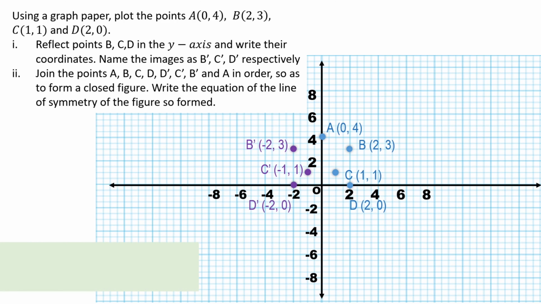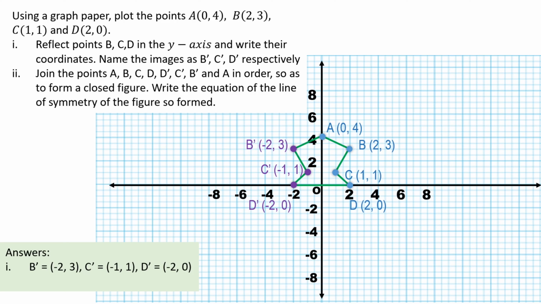So the coordinates of the images B dash is -2,3, C dash -1,1 and D dash -2,0. The second sub question says that we need to join the points A, B, C, D, D dash, C dash, B dash and A to form a closed figure.